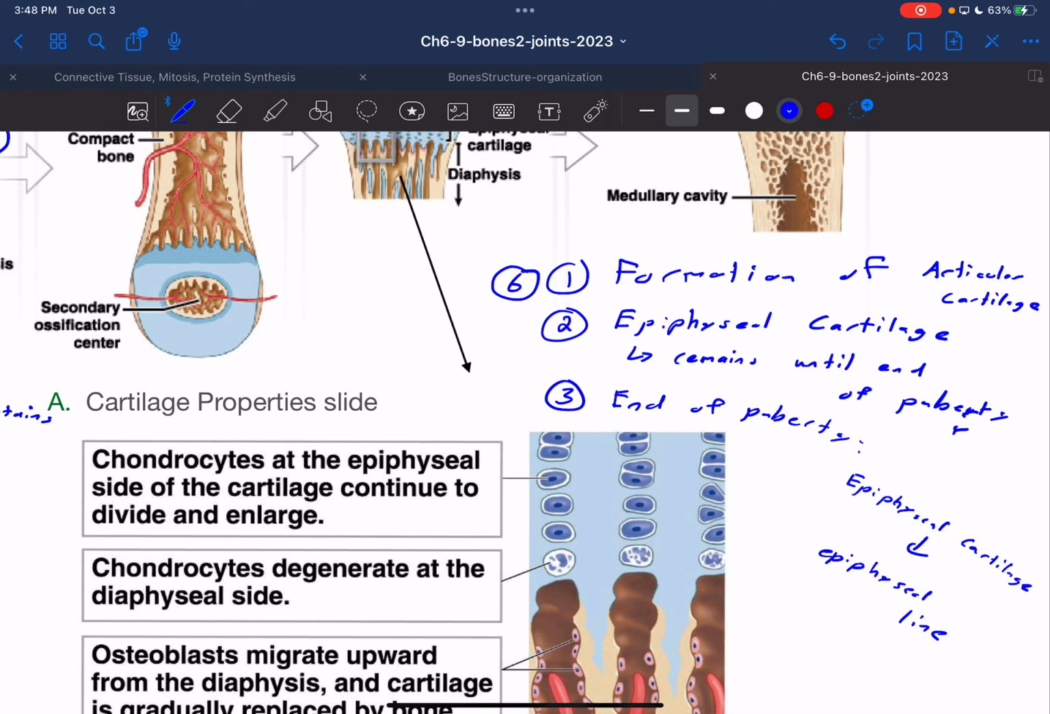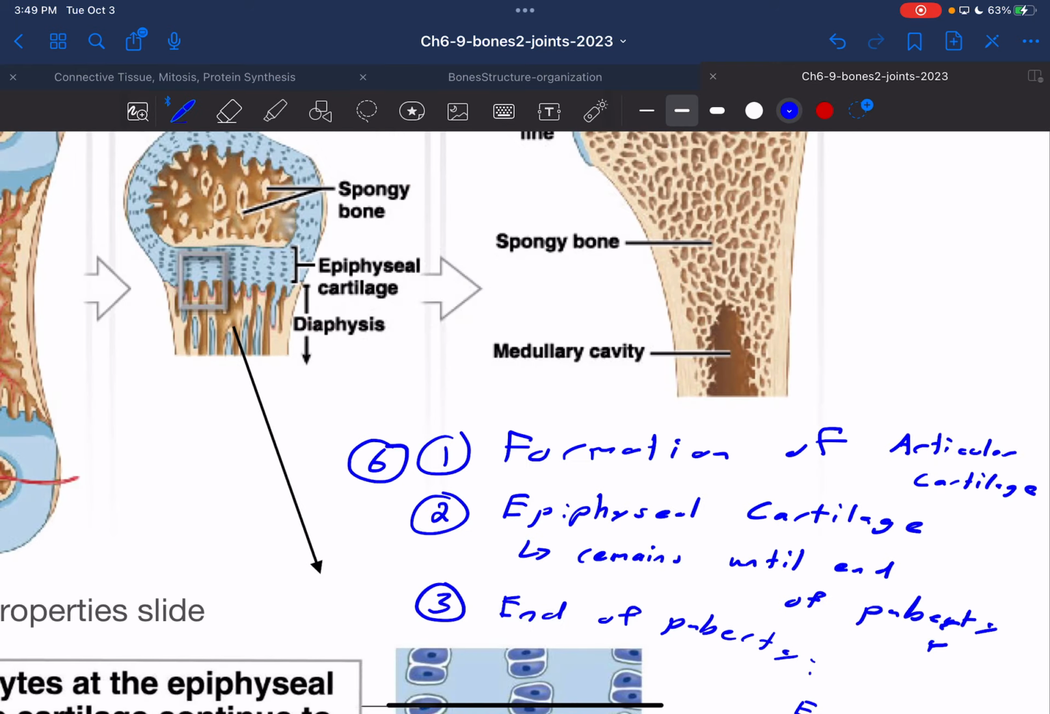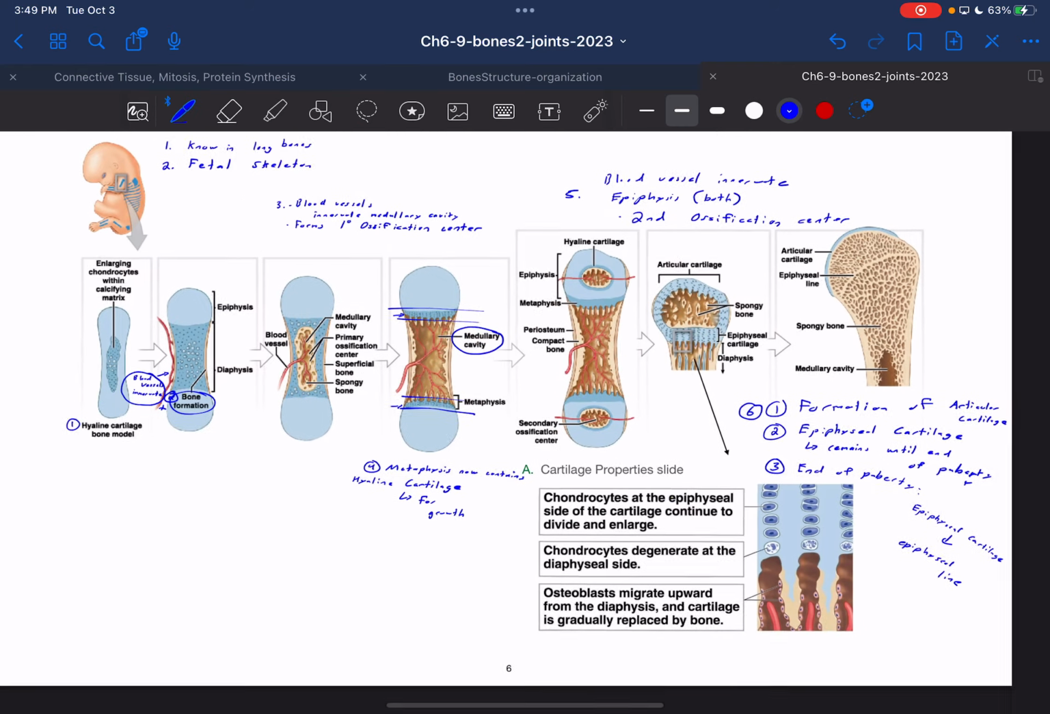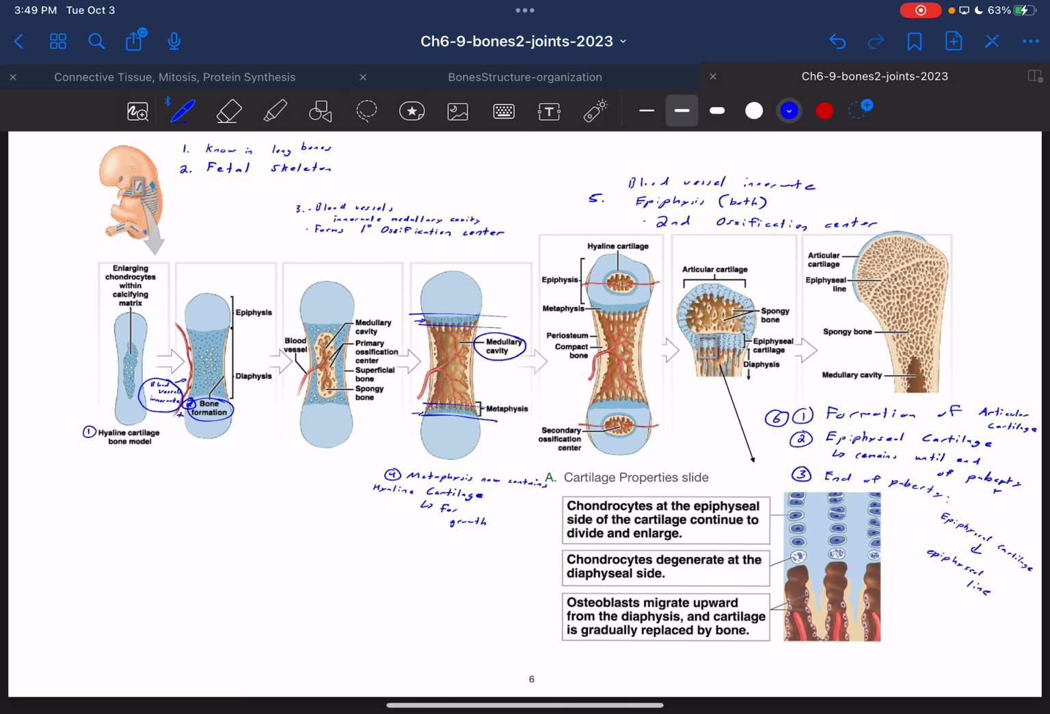So again, remember that this is the formation of long bones. That epiphyseal cartilage is the main reason that they can grow in opposite directions. And so as you're growing from infancy, your humerus, as an example, is growing from a shorter arm bone to a longer arm bone because of that little epiphyseal cartilage that's there. And all right, let's move on.